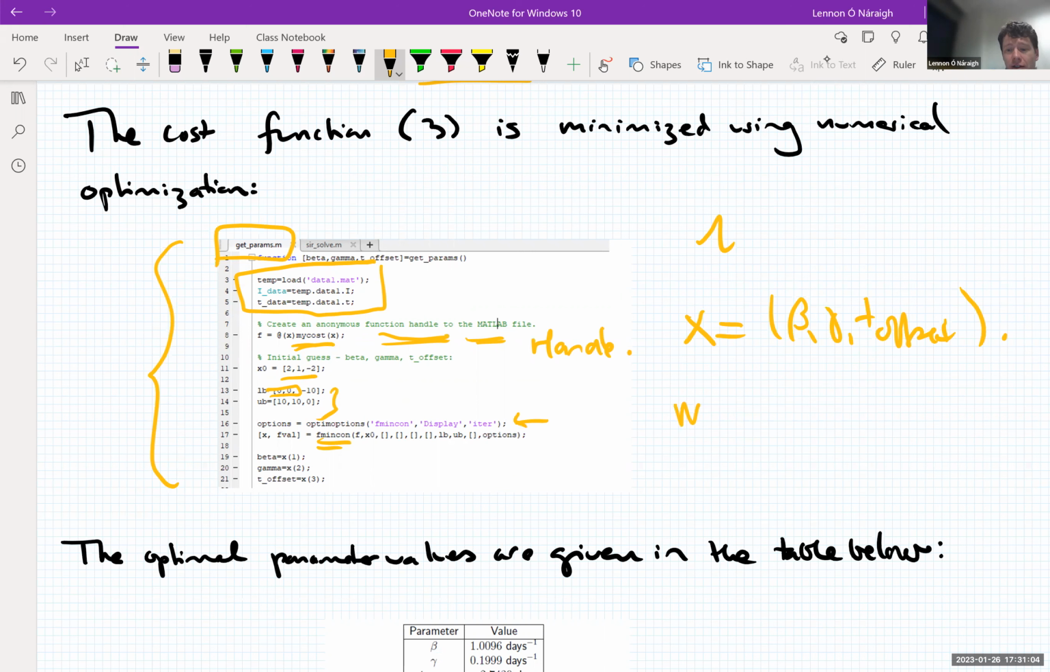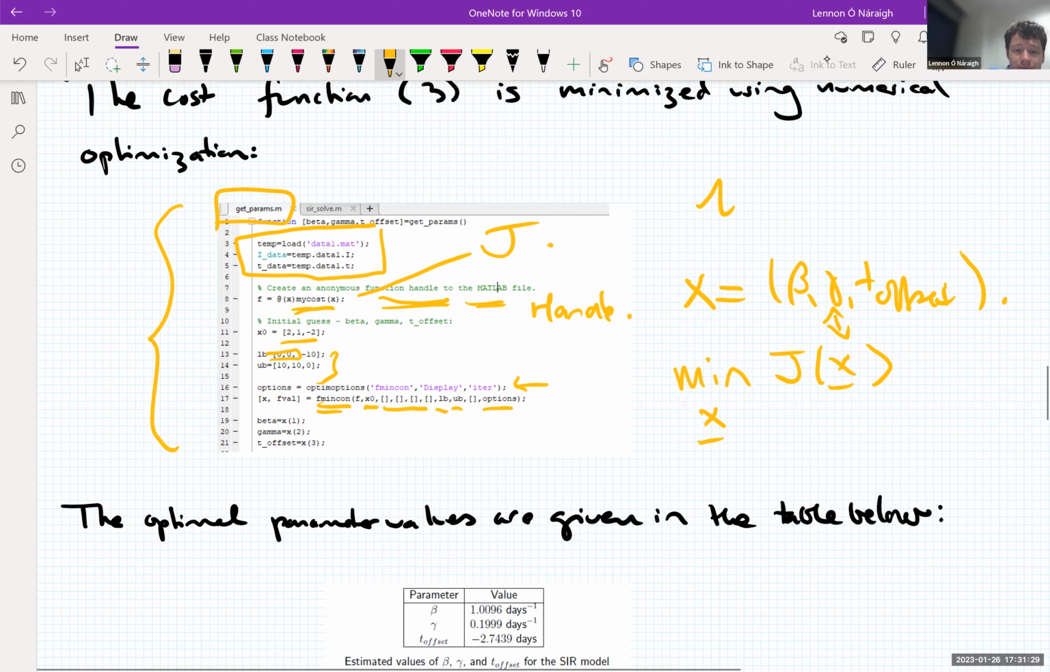It will find the min over x of J of x, where x is equal to the triple beta, gamma, t offset. So the optimizer fmincon is calling the cost function, minimizing the cost function. This is my initial guess. These are null arguments, lower bound, upper bound, and options. And when that's done, the solution is picked out: beta, gamma, and t offset.